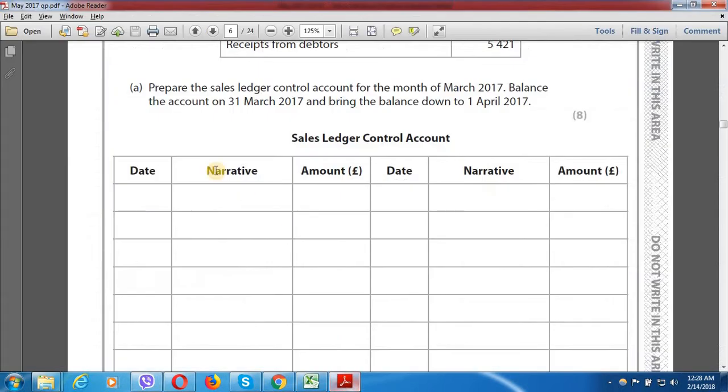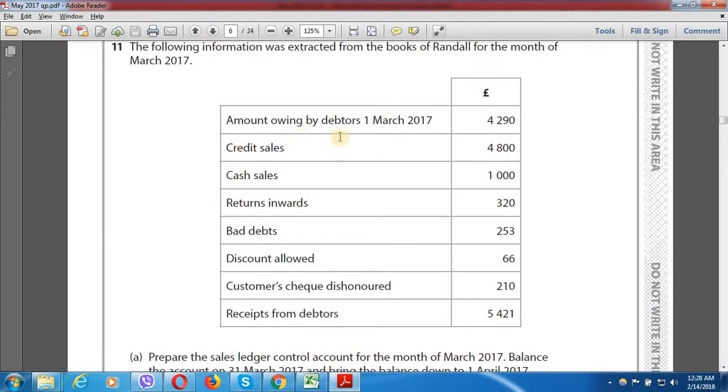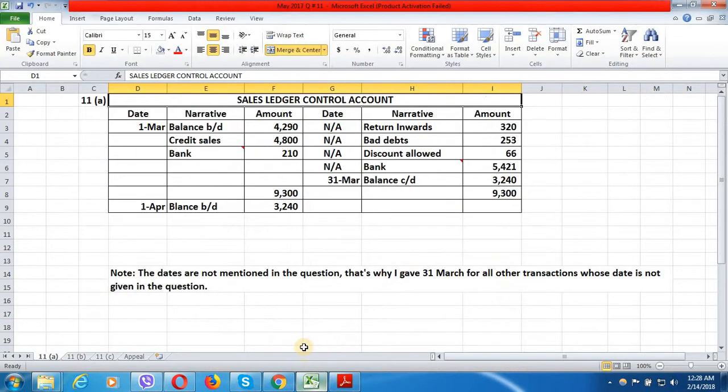Clear? So what was told at first: amount owing by debtors 1st March 2017, figure £4,290. This is the amount which the customers owe to the business. This amount will be paid by the customers to the business. It is an asset for the business, and the amount which the customers owe to the business is always shown on the debit side of a debtor account. So it is also a kind of debtor account. We are showing this on the debit side, 4290, and it was the opening balance, that's why balance b/d.